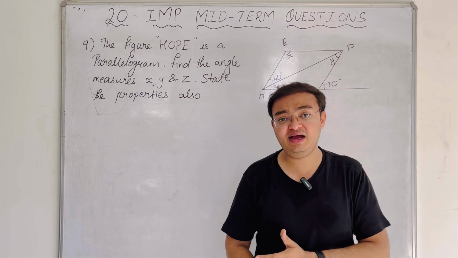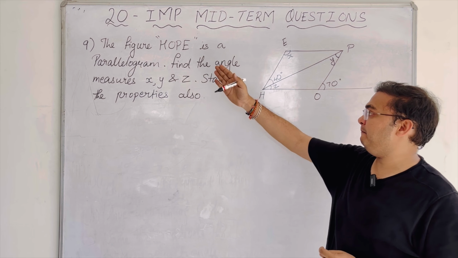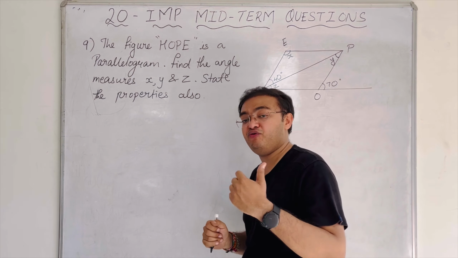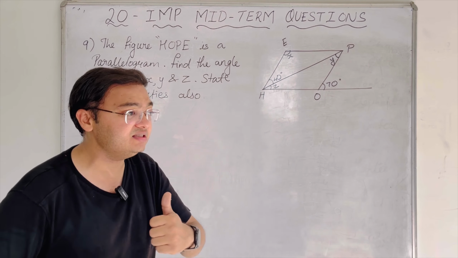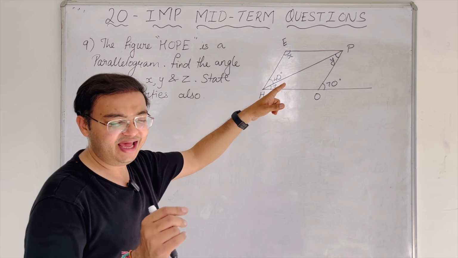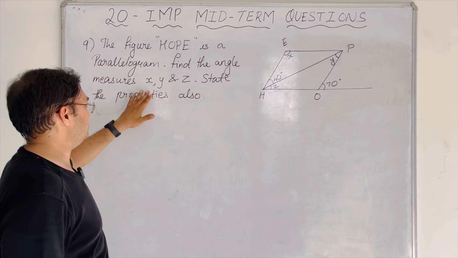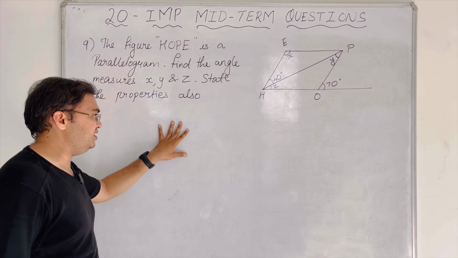So here we are with our question 9. A figure HOPE is a parallelogram. Again, same as question 8, but here something is somewhat different. In question 8, we were talking about the sides, and here we are talking about angles. So find the angle measures x, y, z, and state the properties used.